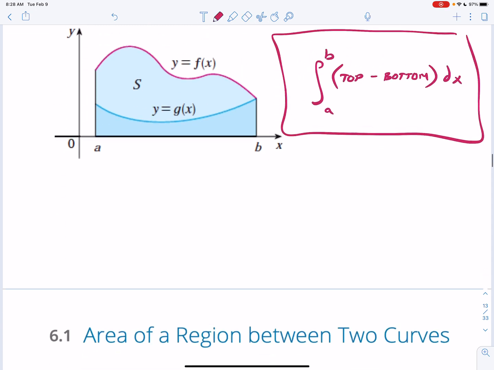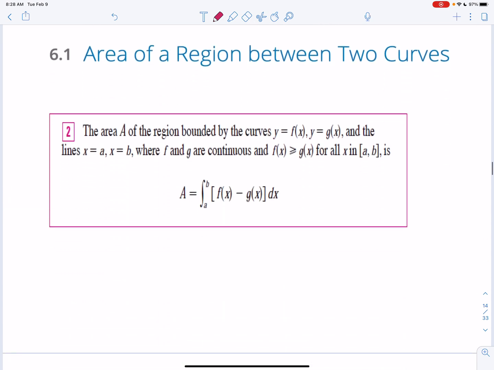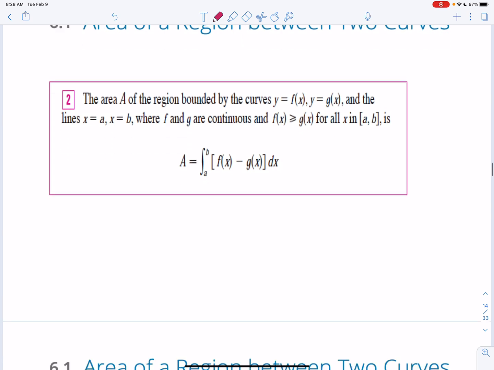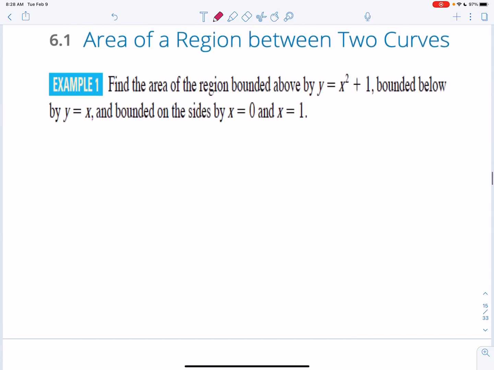Okay, so here we go. This is the formal definition of it. Don't worry about it too much. Okay, here's example 1. Go ahead and write it down and press play when you're ready.